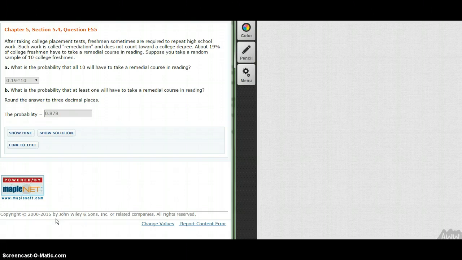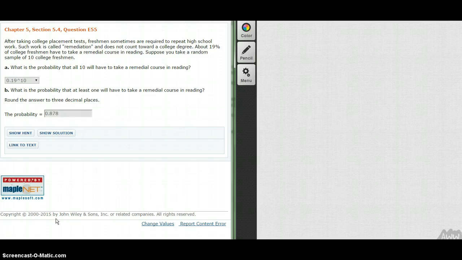What's going on mathematically, though, is the law of independence, and here we have a slightly more complicated or involved example that uses multiple counts of the rule of independence. So we have a sample of 10 freshmen, and we know that 19% of college freshmen have to take a remedial course. What is the probability that all 10 will have to take a remedial course in reading? And we're assuming that the population is so big that we're not really worried about sampling with replacement.